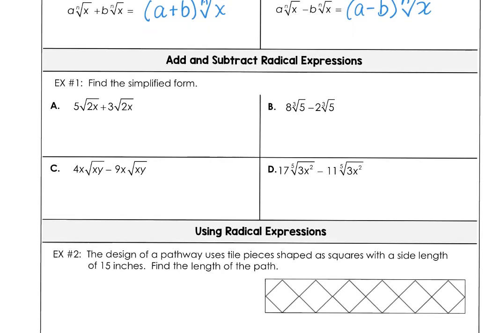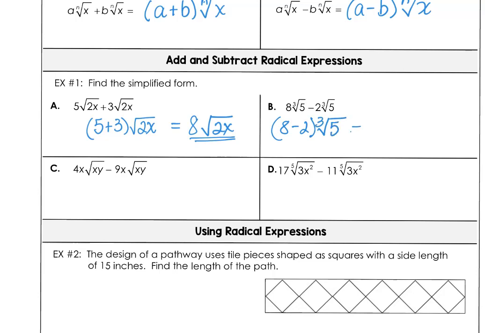In example 1, we want to add 5 square roots of 2x and 3 square roots of 2x. So following our rules, we're thinking 5 plus 3 added together. They both have radical 2x in common. So this becomes 8 times the square root of 2x. And with subtractions, same thing. 8 minus 2, we're going to subtract the constants because they both have like terms, cube root of 5. So 8 minus 2 gives us 6 times the cube root of 5.